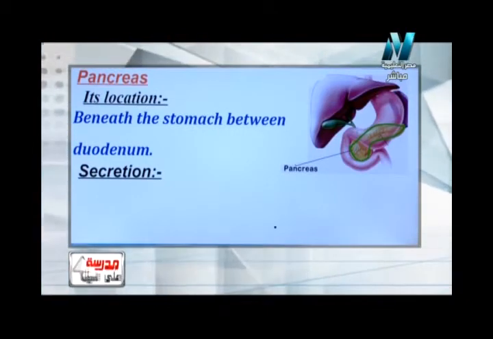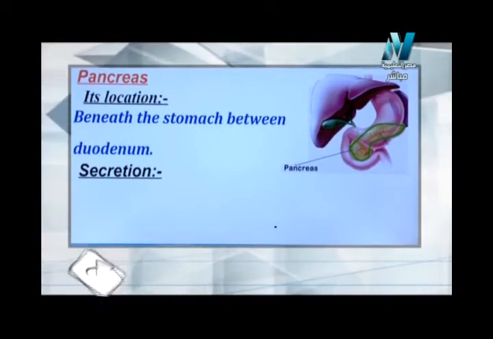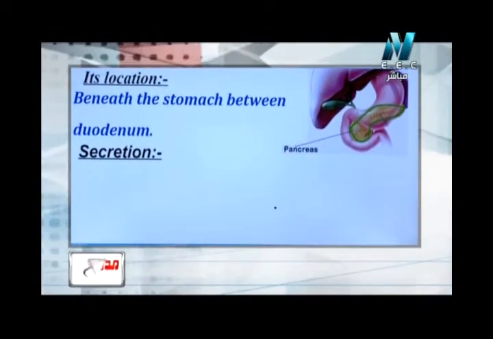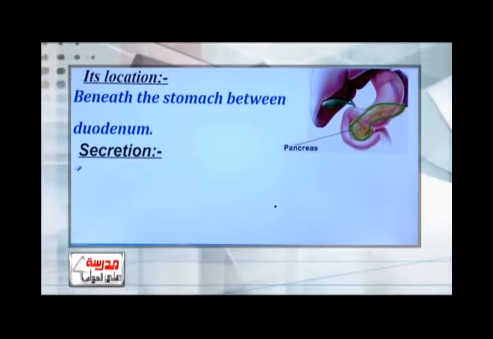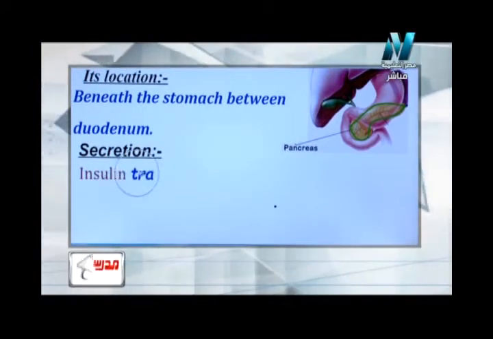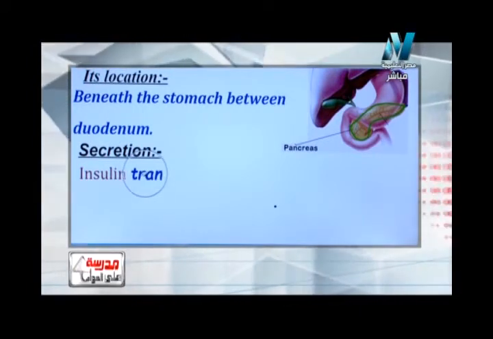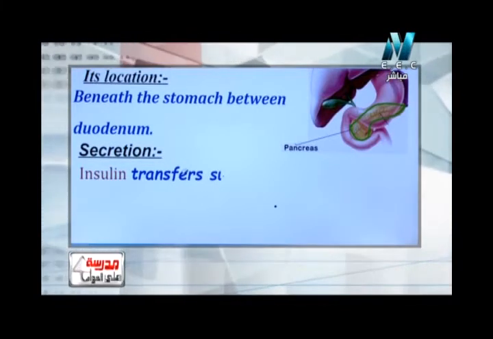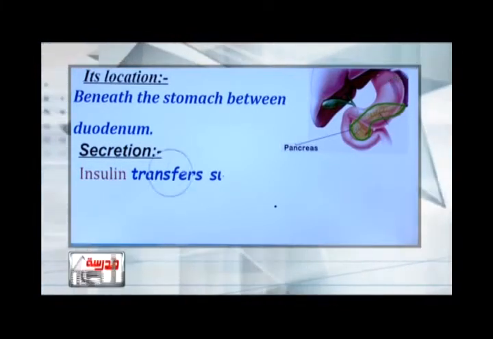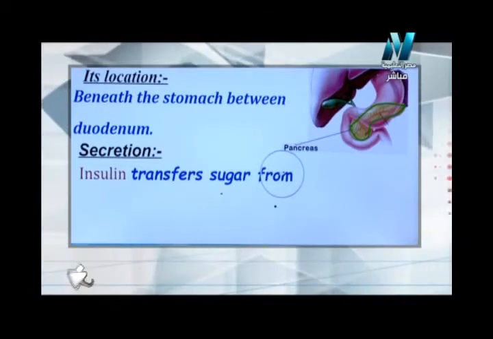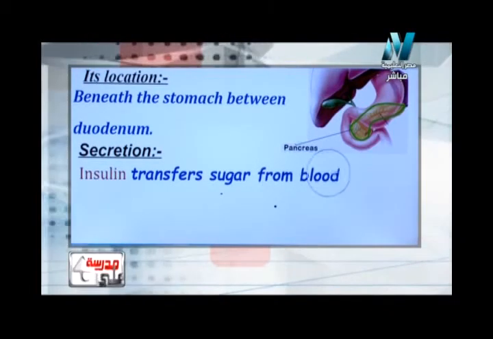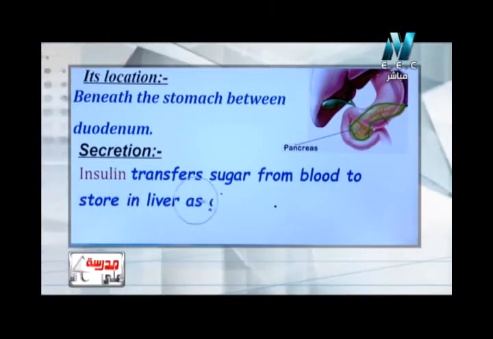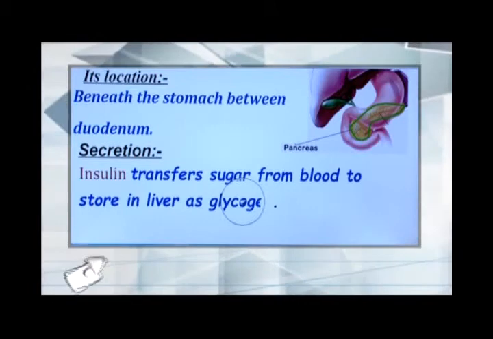طيب at the same time we should know the secretion of pancreas. يا ترى البنكرياس ده بيطلع ايه او secrete what؟ Secrete طبعا yes insulin hormone. Insulin transfers، بيعمل ايه الانسولين بقى؟ Insulin transfers sugar، بينقل السكر اللي هو الجلوكوز from blood to what؟ To store in liver and muscles as glycogen.